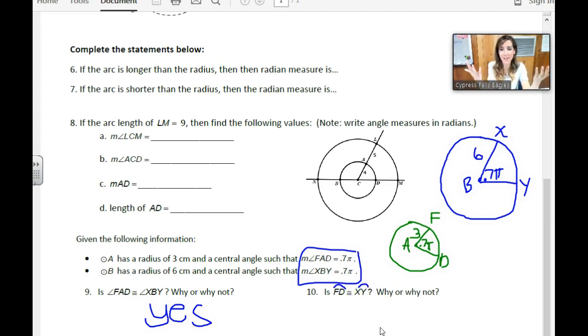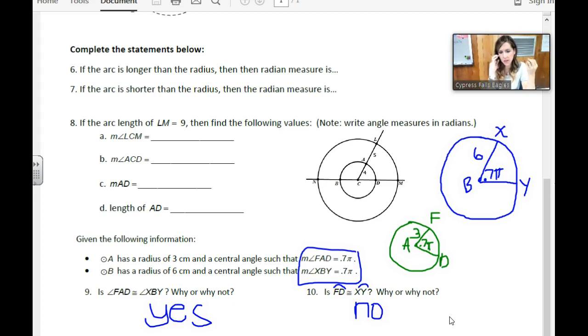Is arc FD congruent to arc XY? Or if you didn't have arcs on yours, is segment FD congruent to segment XY? It doesn't matter if it's an arc or a segment. Either way, the answer is going to be no, because the circles are different sizes. Circle B is larger than circle A. So remember, the radian measure doesn't care about the size of the circle, just like degree measures don't care.